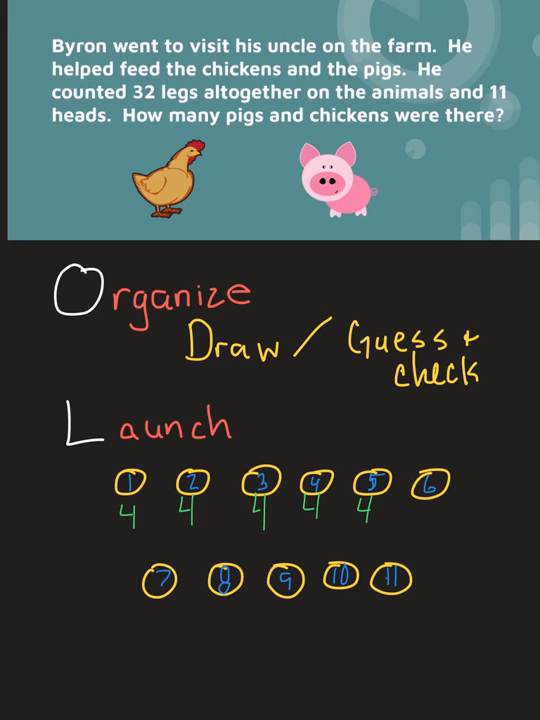Each one of these 4s represents a pig. In this case there would be 6 pigs, and we can add these up: 4, 8, 12, 16, 20, 24. And each of these 2s represents a chicken. So there would be 2, 4, 6, 8, 10 legs on 5 chickens. We add those up, that gives us 34, and that is not what we're looking for in this case. So we can go back and try again.